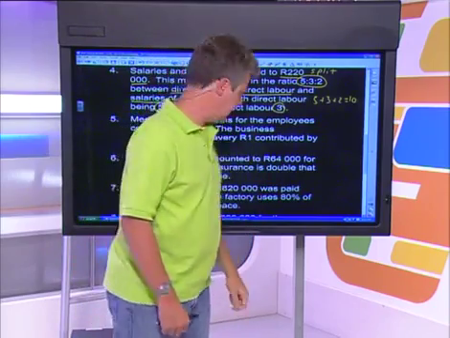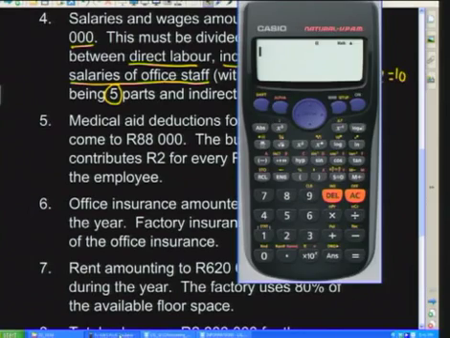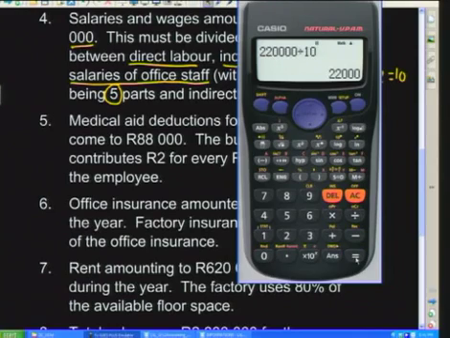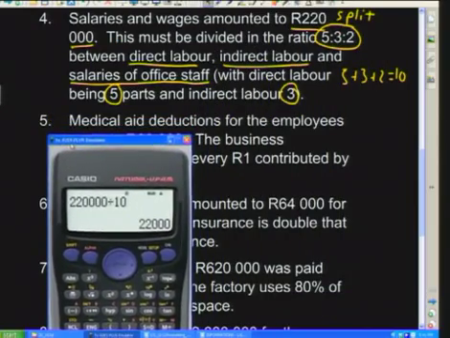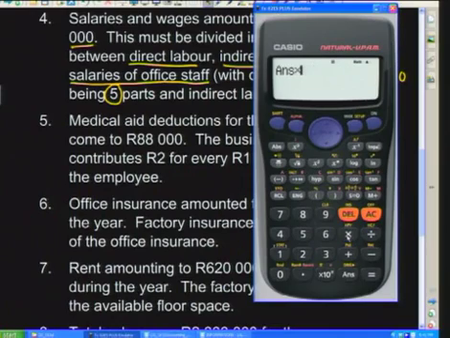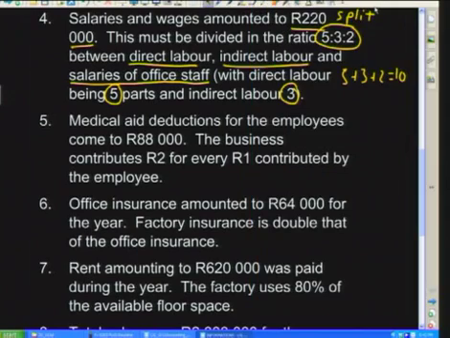They've told us what the ratio is. So let's have a look at what we need to do. We're going to take our 220,000, which is our total salaries, and we're going to split it according to the ratio, which means we must divide it by 10. So that gives me 22,000. That is one part, and the direct labor is getting 5 parts. So if we want to know what our direct labor is, we simply multiply this number by 5. So we have to allocate 110,000 of that 220,000 to direct labor. Let's just write it down so that we don't forget. So direct labor is going to get 110,000. We've just calculated it.